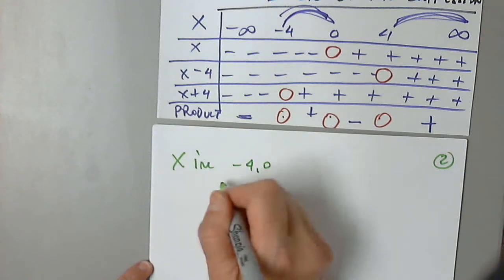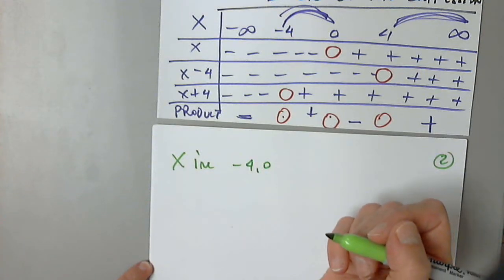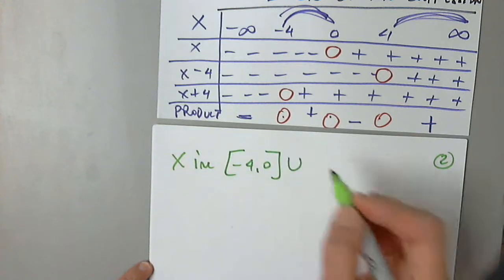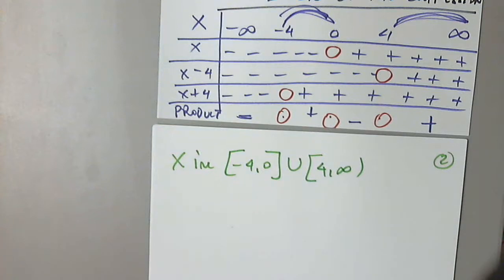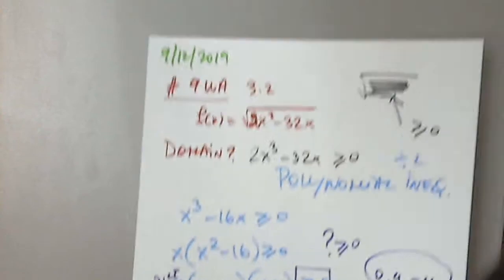-4 to 0, what type of interval? Yeah, bracket. Good. Union? Yes. This is the method I suggest. If in the past you learned an easier method, use it. Of course. So coming back, this is a domain actually, or this is the domain of this function.